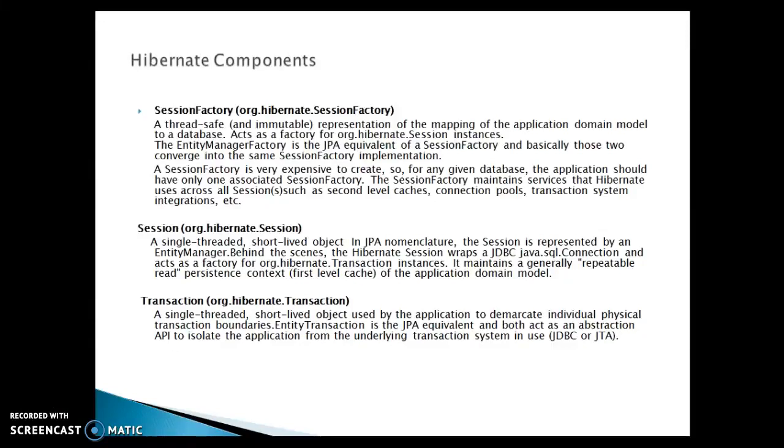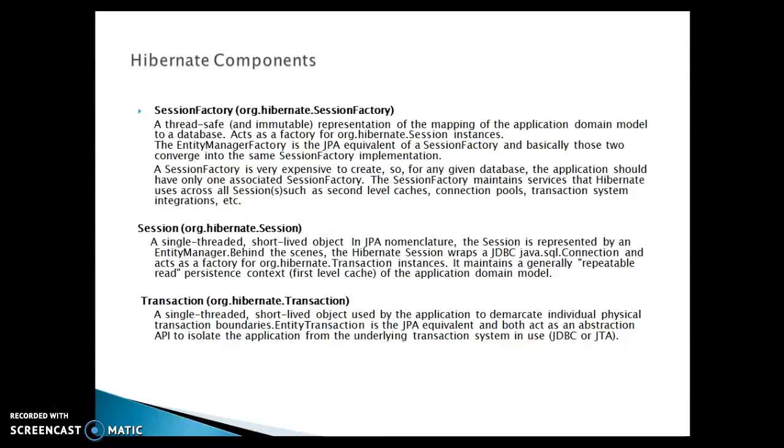The next component we would like to take is called session. Session is a single-threaded, short-lived object. In JPA nomenclature, the session is represented by an entity manager behind the scenes. The Hibernate session wraps the JDBC connection and acts as a factory for transaction instances. It maintains a generally repeatable read persistence context of the application domain model.